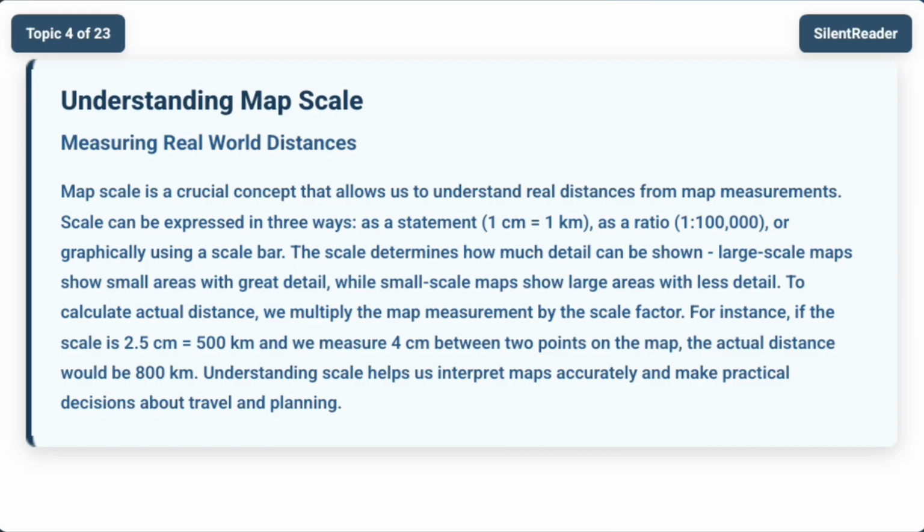To calculate actual distance, we multiply the map measurement by the scale factor. For instance, if the scale is 2.5 centimeters equals 500 kilometers and we measure 4 centimeters between 2 points on the map, the actual distance would be 800 kilometers. Understanding scale helps us interpret maps accurately and make practical decisions about travel and planning.